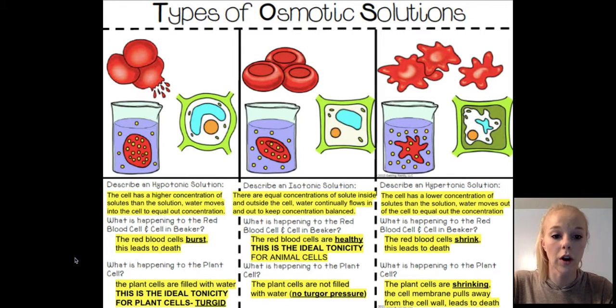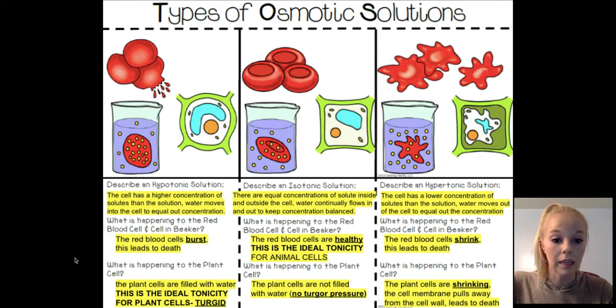On the far right side, you see a hypertonic solution. Here, the cell has a lower concentration of solutes than the solution, and water moves out of the cell to equal out the concentration. In the beaker, the red blood cell begins to shrink, which can lead to cell death.